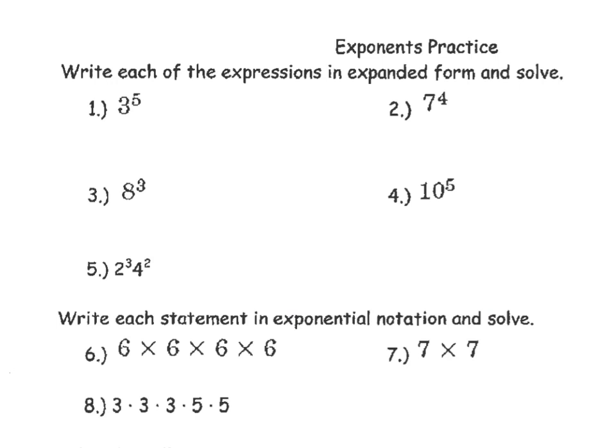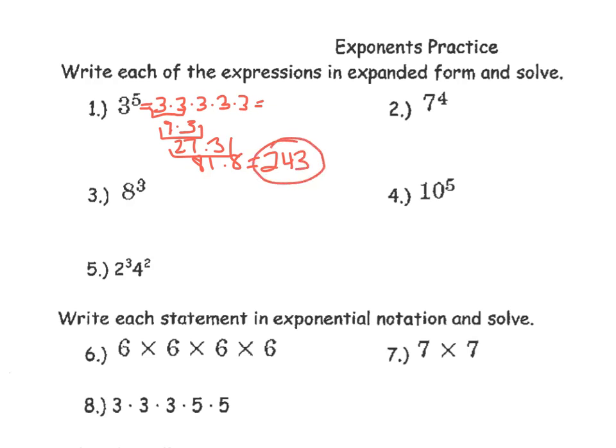Now at this time, please turn to the exponents practice in your notebook. For the first section, it says write each of the expressions in expanded form and solve. So for the first one, you're going to write 3 times 3 times 3 times 3 times 3. And then you multiply. 3 times 3 is 9. 9 times 3 is 27. 27 times 3 is 81. And then 81 times 3 is equal to 243.